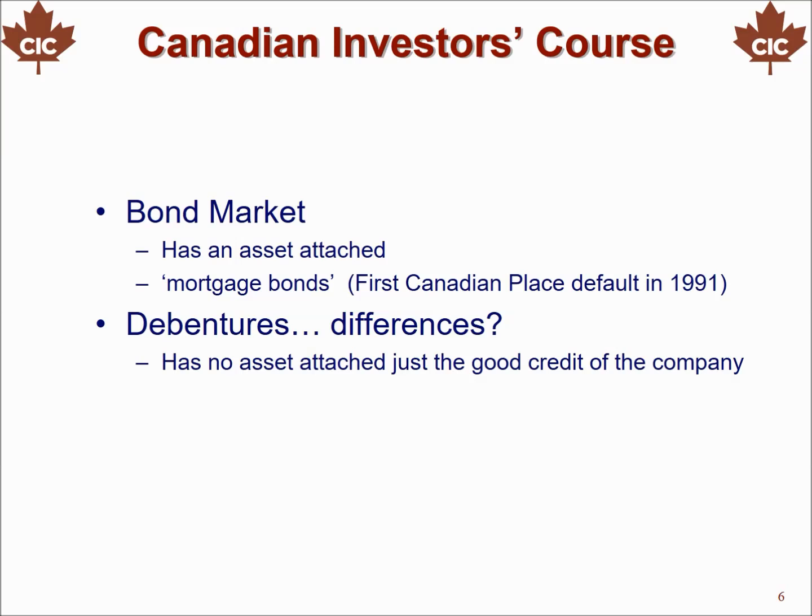Slide 6 talks about the bond market and debentures. What's the difference between a bond and a debenture? Well, a bond has an asset attached, or there can be absolute protection and coverage.